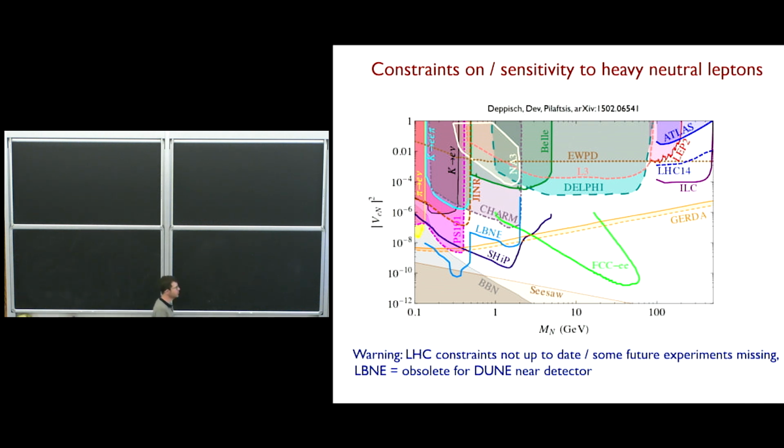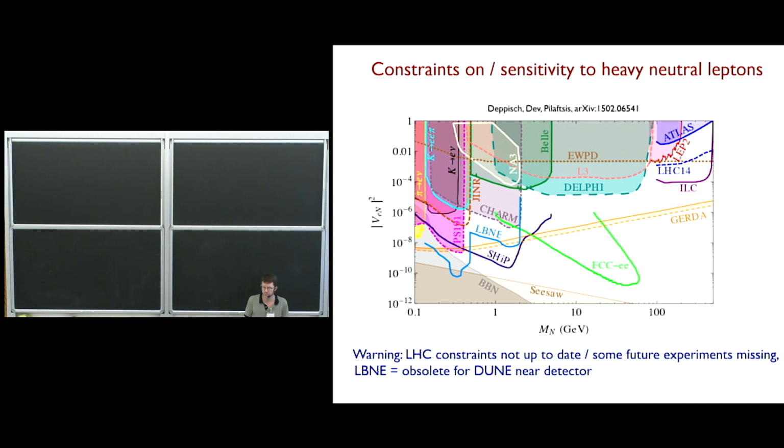So that's for the DUNE near detector here. What you see here are the constraints on U_eN squared, so it's the mixing of the sterile neutrino with the electron flavor as a function of the sterile neutrino mass. Now I'm going to describe the various constraints that you have. First of all, you see a BBN constraint.